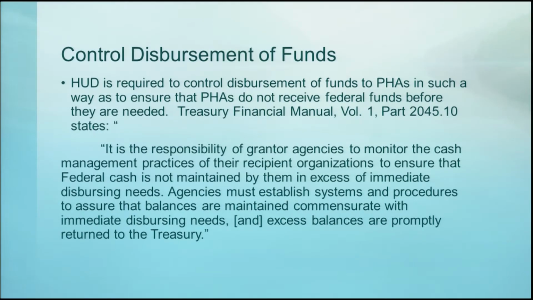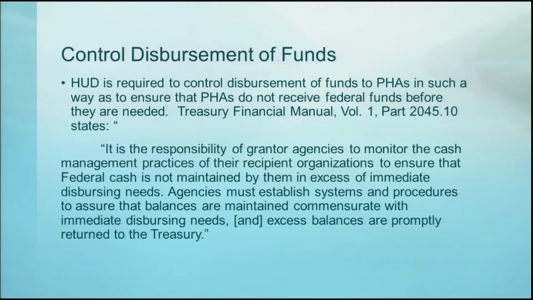Let's talk about control of disbursement of funds. So what's behind our cash management requirements, or what actually triggered that we implemented cash management procedures? OMB is the trigger. We needed to ensure that HUD was dispersing funds to housing agencies three ways. There were three requirements. First, the PHA did not receive funds before they are actually needed. Second, the disbursements were commensurate with immediate need. And finally, the excess balances that PHAs did not spend were promptly returned to Treasury.